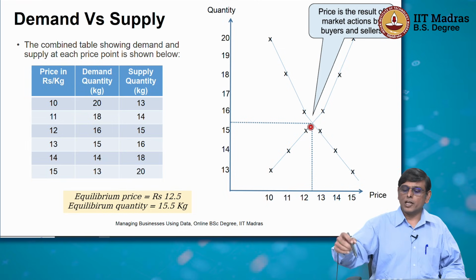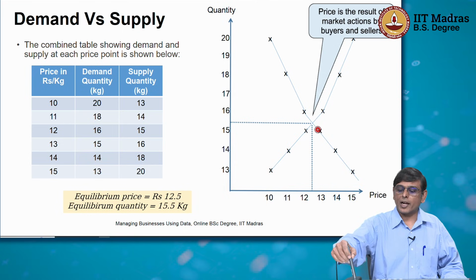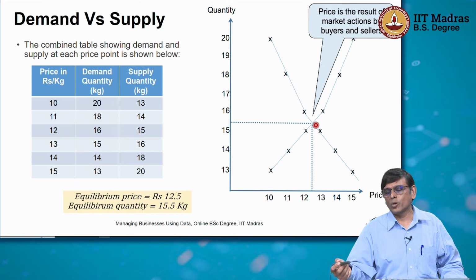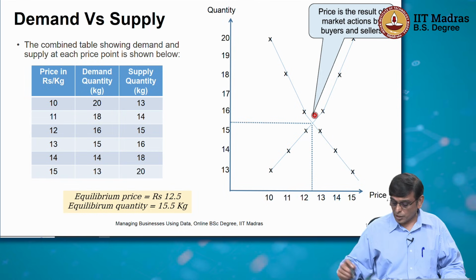Now, because of this equilibrium model, we know that the price is the result of market actions of buyers and sellers. If there are more buyers, the price will start to go up. If there are more sellers, the price will start to go down. The interaction of buyers and sellers gives rise to price.